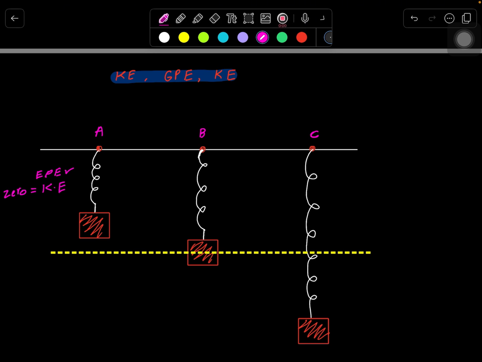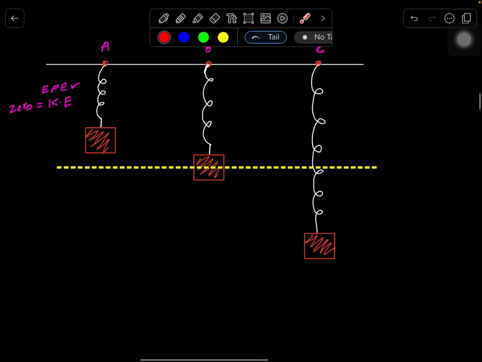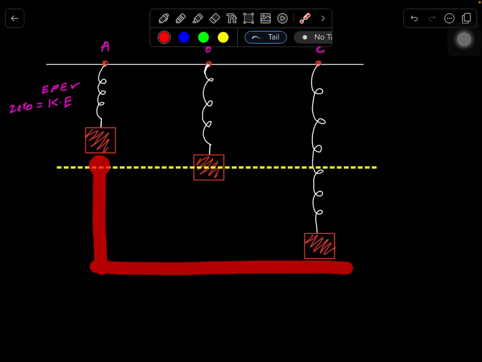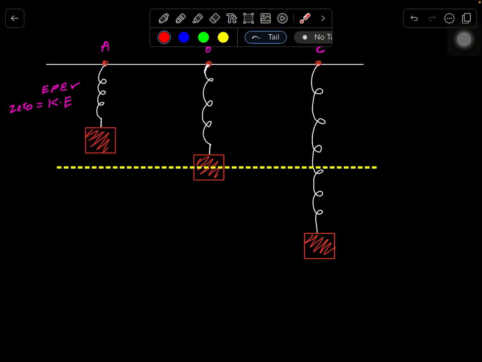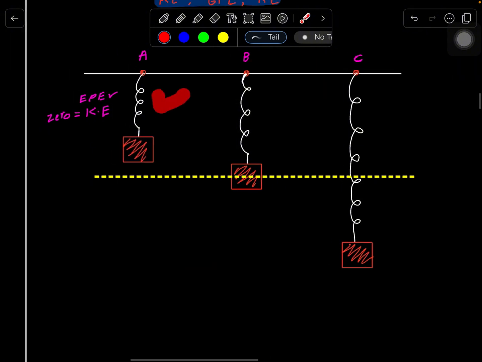And at point A, since the spring is at the highest position from the ground, the spring has the most amount of gravitational potential energy stored in it. Remember, the greater the height, the more the gravitational potential energy stored.